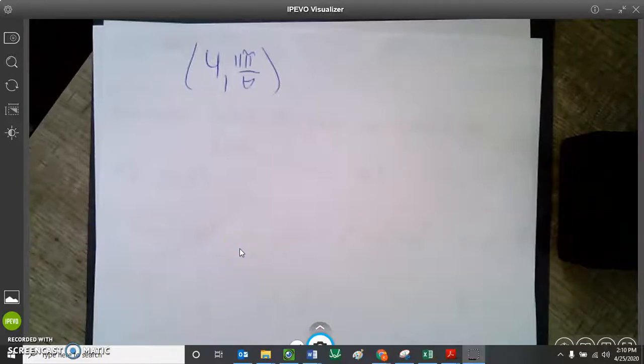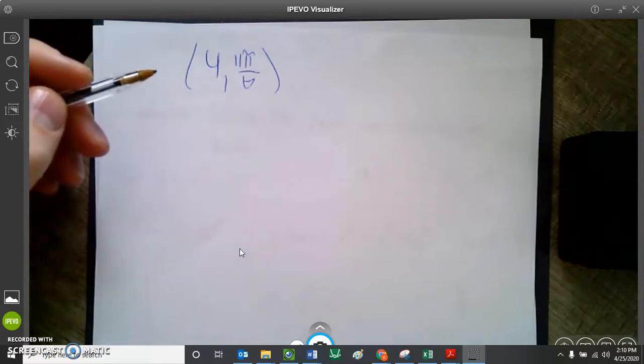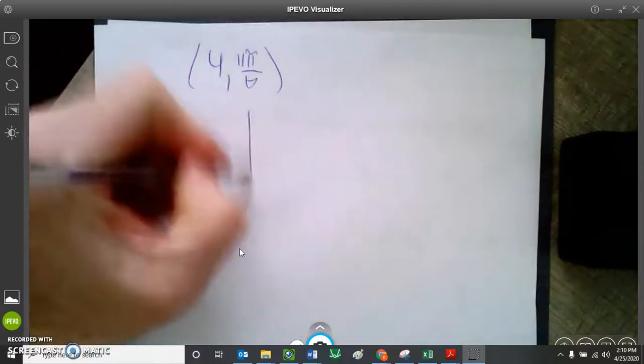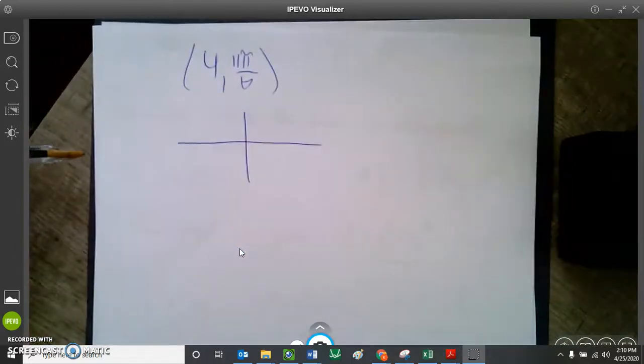Okay, the third example from turning polar coordinates into rectangular would look like this. It was 4, 11 pi over 6. I'm going to go through, and this time I'll do it using similar triangles. I like both methods, but this one makes sense to me.